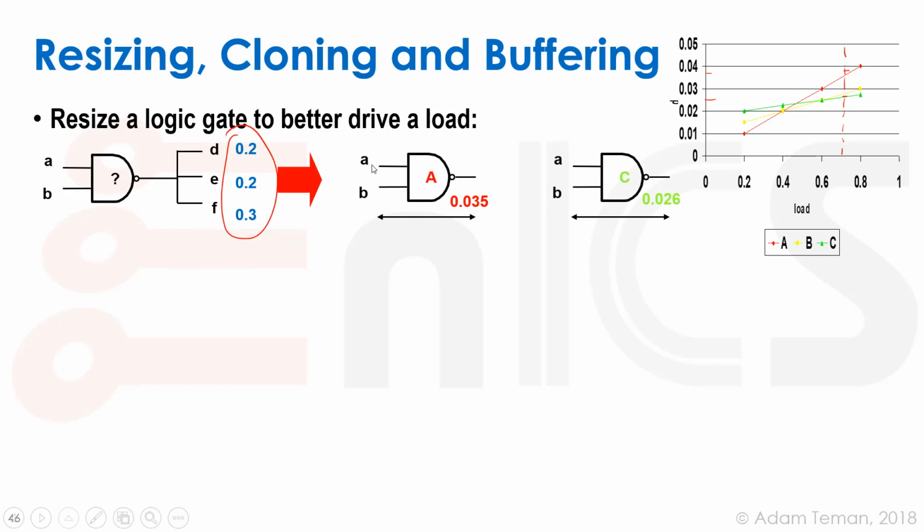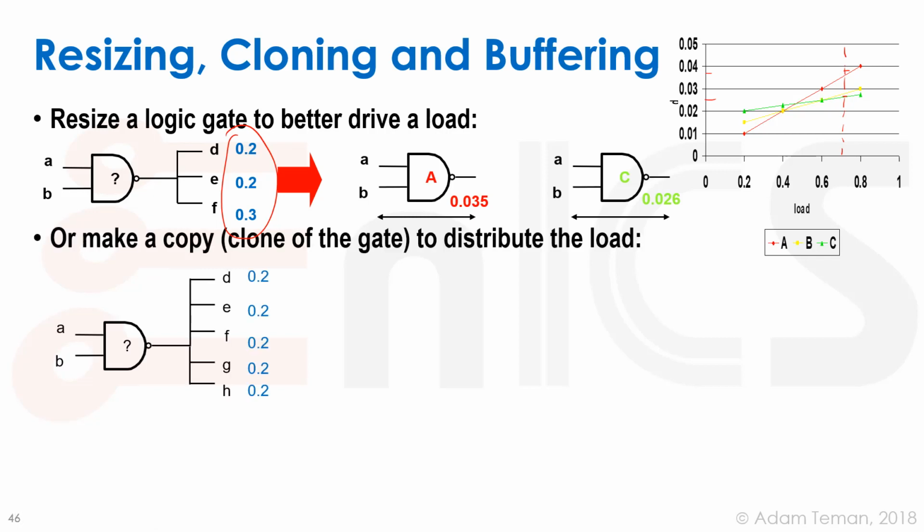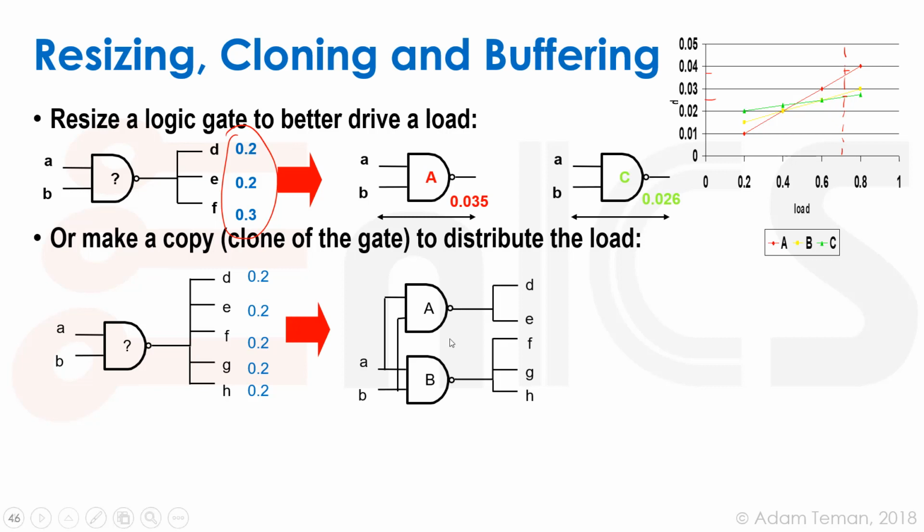That's pretty straightforward, but we can also do things such as cloning. So we can take the same type of situation. We have our NAND gate here. We have our load, which is quite large. What we can do is make another copy of our NAND gate and have each one drive part of the load. That's called cloning, and you'll see in your synthesis tool that it says such and such a gate was cloned.